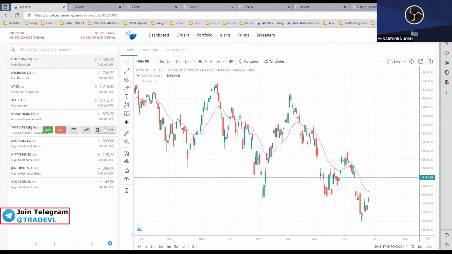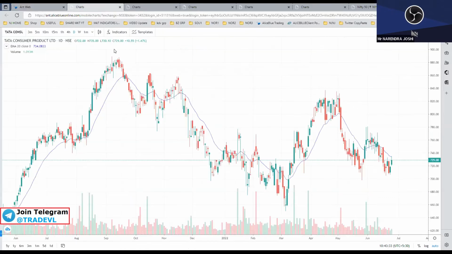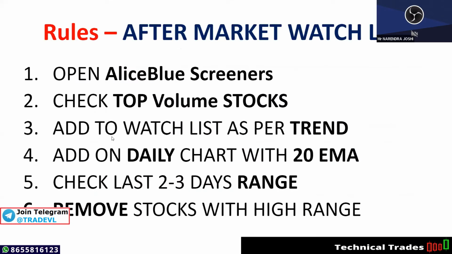तो यहाँ पे मैंने कुछ स्टॉक्स निकाल के रखे। I have listed some stocks in my watch list, so we will check one by one. So now first stock is Tata Consumer. So understand the rule. What is the rule? Add watch list as per trend. Add on daily chart EMA.